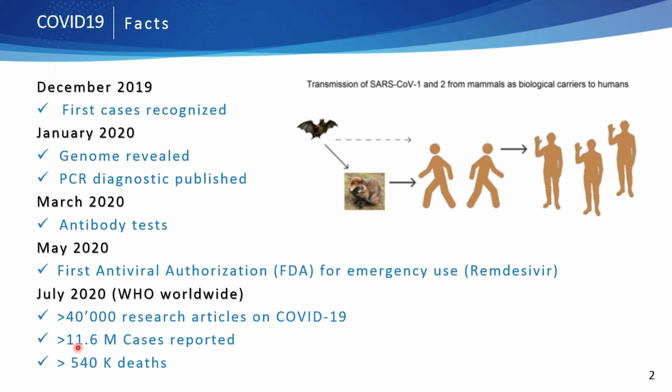It is also intriguing to see that while it took 3 months to reach 1 million cases worldwide, it took only 8 days to have 1 million infected during the past week. So this is, unfortunately, an increasing pathology, which leads today in turn to more than 540,000 deaths worldwide.